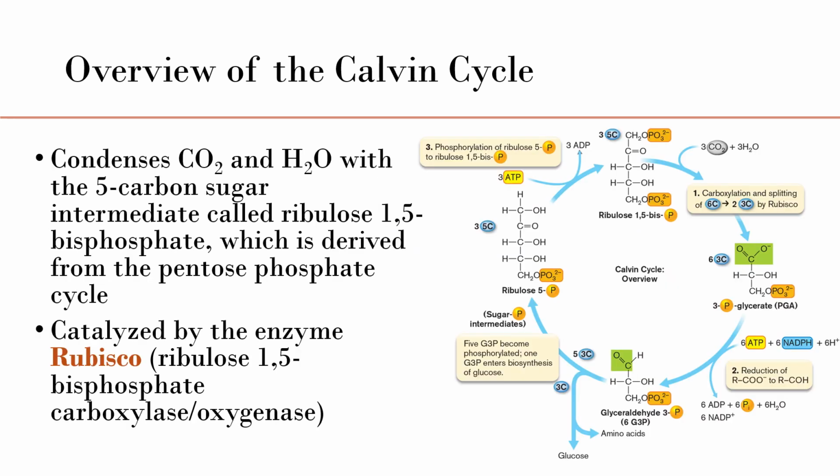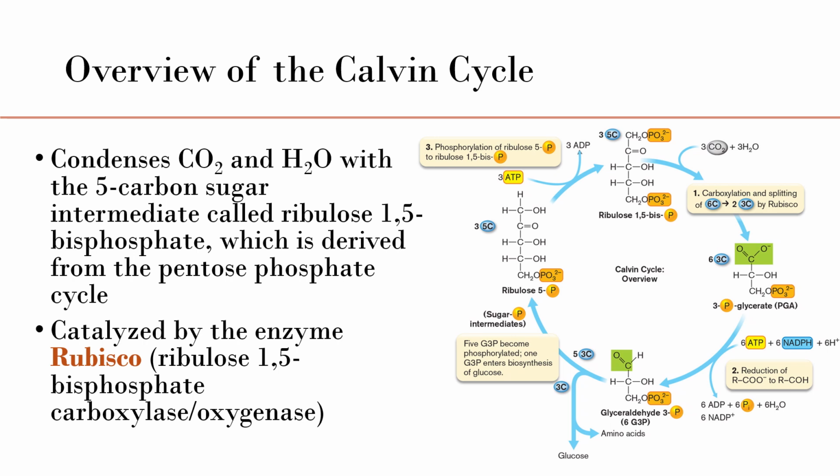So let's look at a quick overview of the Calvin cycle. It's going to take CO2 and water and condense it with a ribulose 1,5-bisphosphate. This is a 5-carbon molecule, and it's going to create effectively glyceraldehyde 3-phosphate, G3P. So all of this is catalyzed by the enzyme Rubisco.